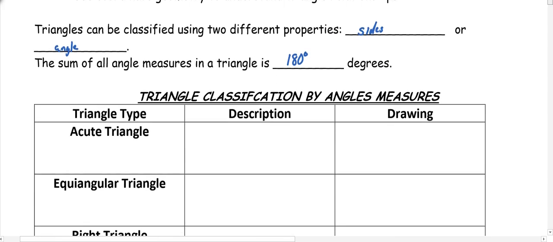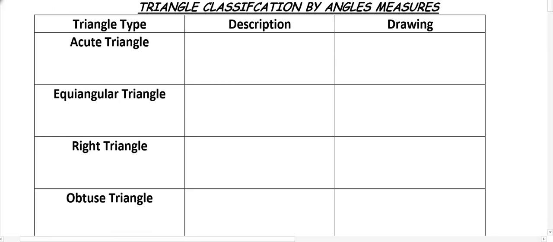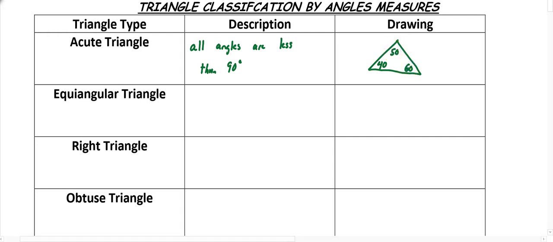So first let's look at classifying triangles by angle measures. When we classify triangles by angle measures, there's four types. The first one is an acute triangle. In an acute triangle, all angles are less than 90 degrees. So for example, we might have a triangle that could be 40 degrees, 50 degrees, and 60 degrees.